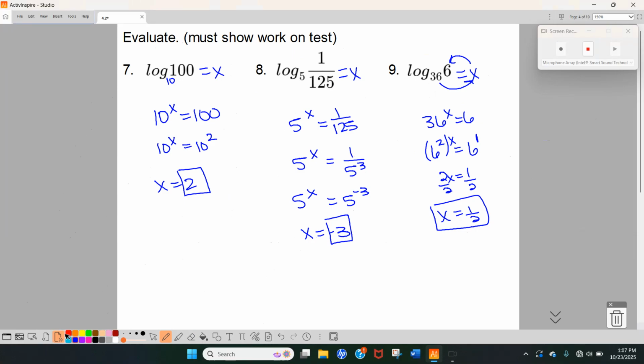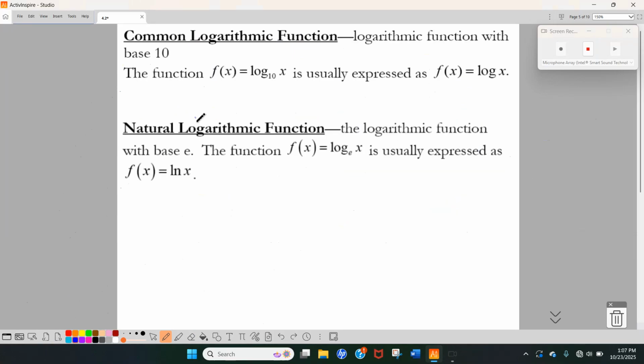All right, so here's that slide I was telling you about, common log and natural log. So if there is no base written, then it's assumed to be a 10.